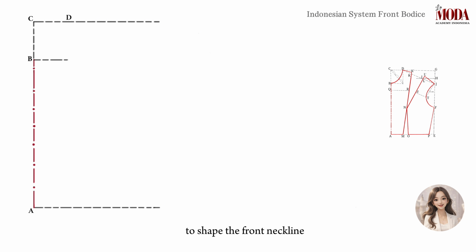To shape the front neckline, draw a horizontal line from point B and a vertical line downward from point D. From the corner, draw a diagonal line toward point C. Divide it into 3 equal parts. Use the lowest third to form the neckline curve, connecting points B and D with a curved ruler.